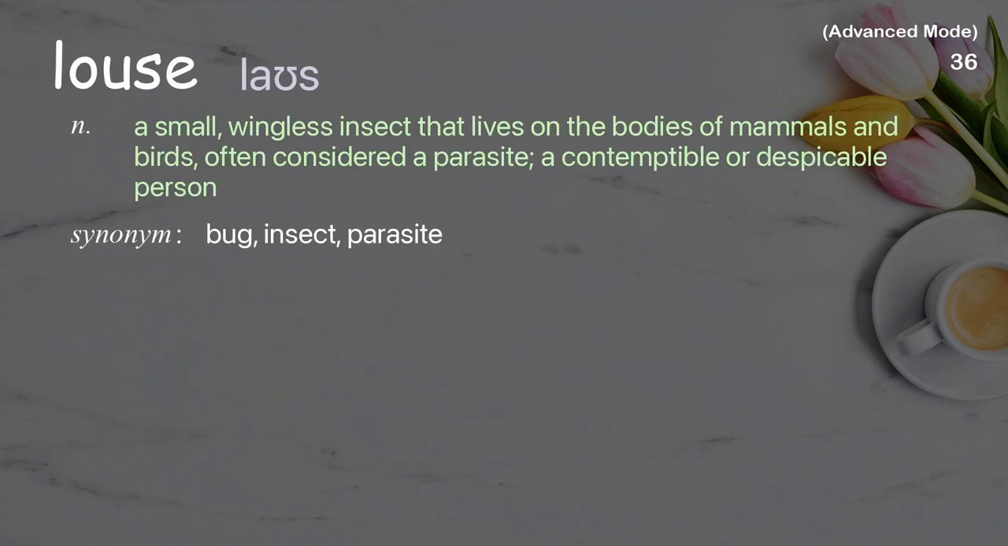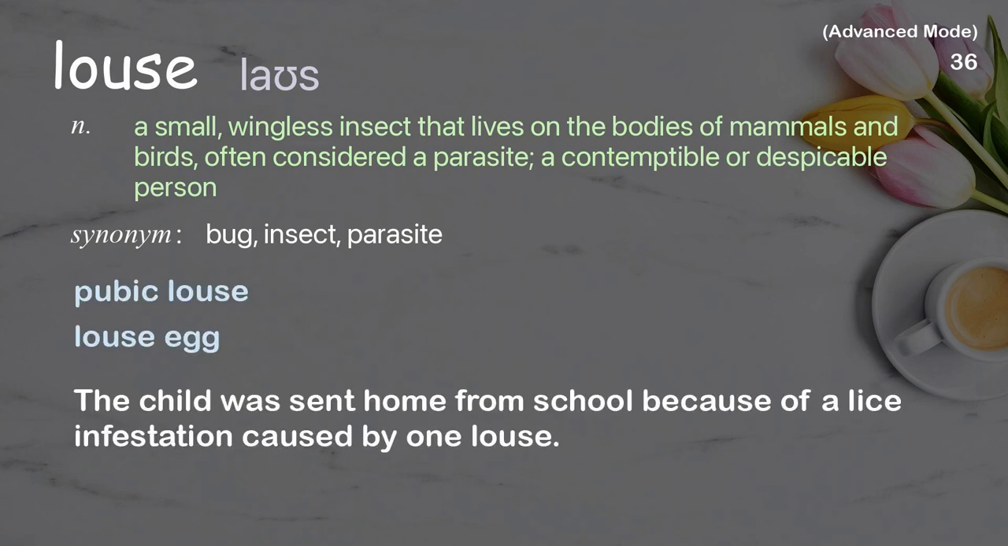Louse. A small, wingless insect that lives on the bodies of mammals and birds, often considered a parasite, a contemptible or despicable person. Examples: pubic louse, louse egg. The child was sent home from school because of a lice infestation caused by one louse.